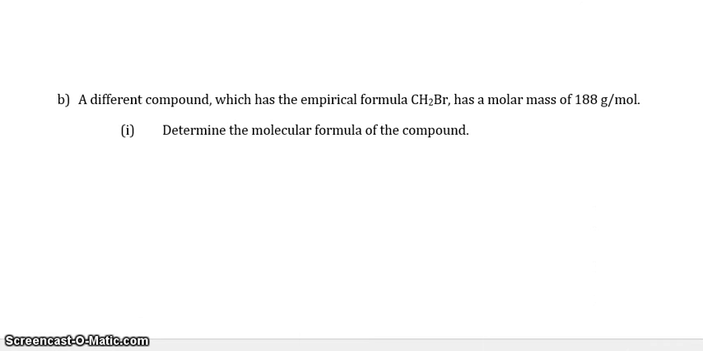So here it says a different compound which has the empirical formula CH2Br has a molar mass of 188 grams per mole. Determine the molecular formula of the compound. Remember that the molecular formula is a multiple bigger. So this is the most reduced. The empirical is the reduced version of the formula. The molecular is a little bigger. What we can do is we can compare the molecular mass to the empirical mass.